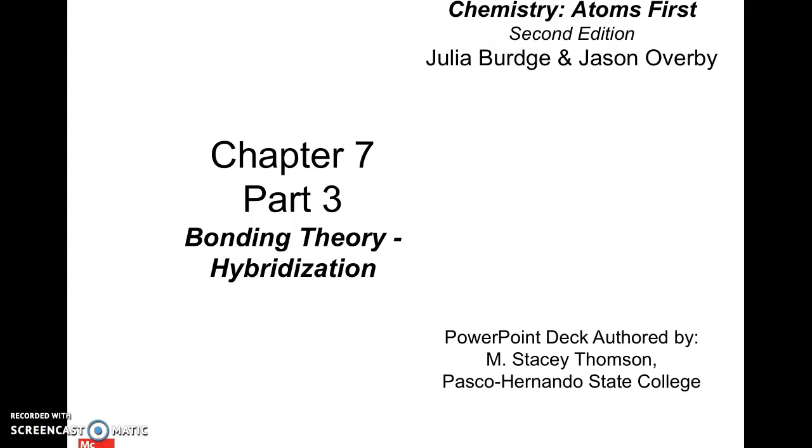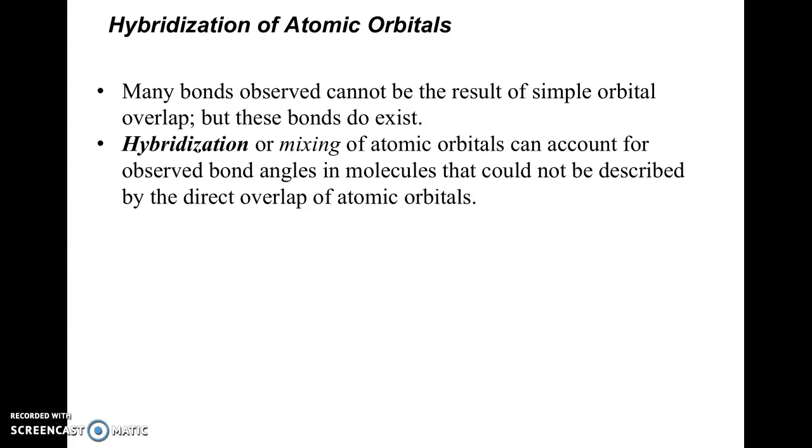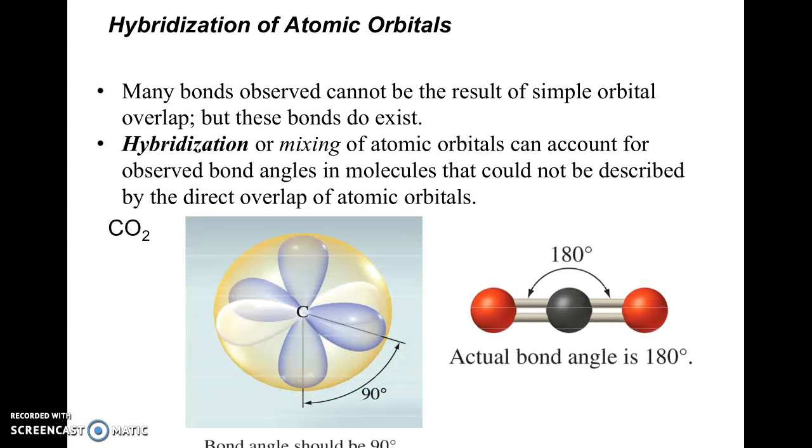When we looked at the valence bond theory in part 2, we didn't do any examples where the bonds observed just could not result from the simple orbital overlap of atomic orbitals. When that occurred, in the example I'm going to give you, CO2, the scientists at the time said, well, maybe we can just mix the atomic orbitals, hybridize them, and get an orbital that would describe the angle that we're seeing.